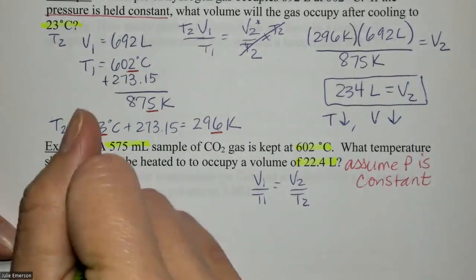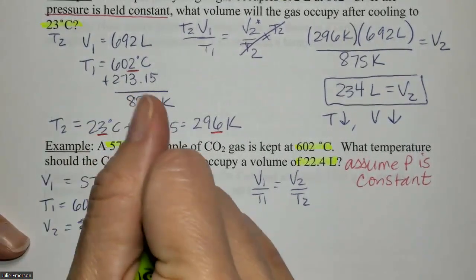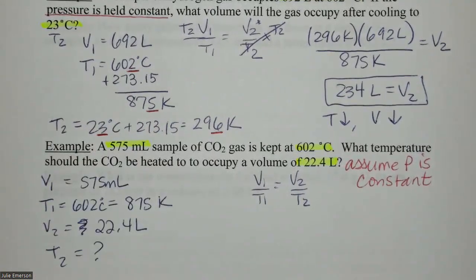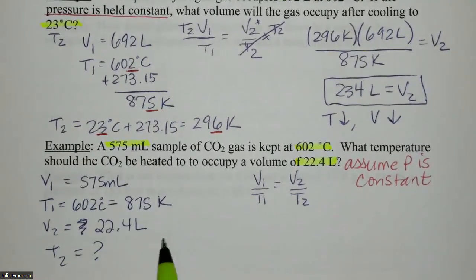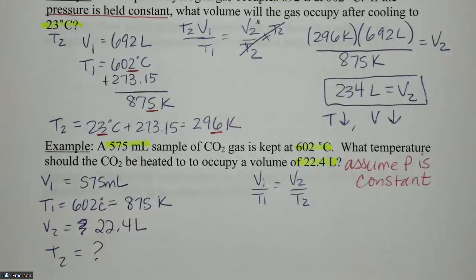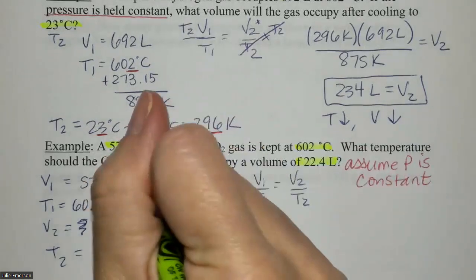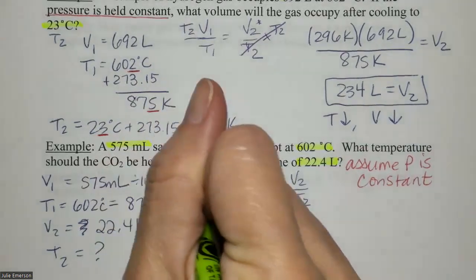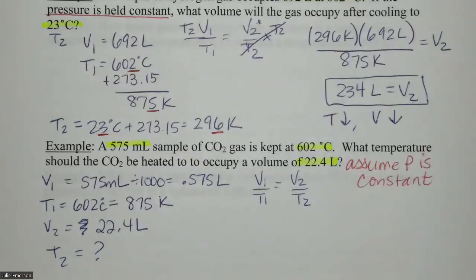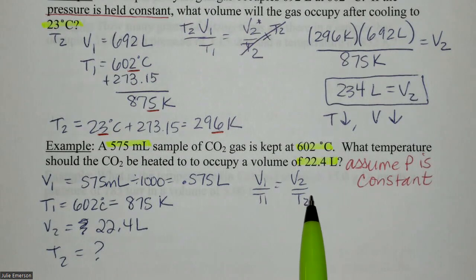Then my V2 is the unknown. Oh, no, sorry. My V2 is 22.4 liters. My T2 is the unknown. All right, so before I can plug and chug, I need to be either both in milliliters or both in liters. So I'm going to go ahead and go to liters. I'm going to divide by 1,000 for V1, and I get 0.575 liters. All right, now this one, algebraically, is just slightly more complicated because we're solving for T2.